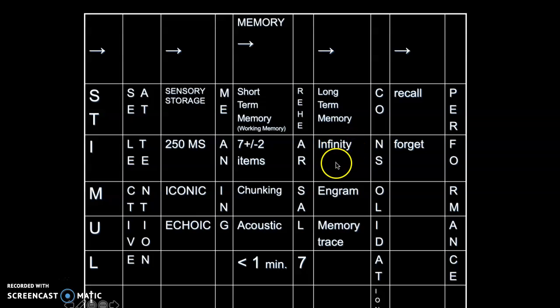which is infinite in capacity, and long-term memories are called engrams or memory traces. We need to allow 15 minutes worth of consolidation time once we've put something into our long-term memory so that it is permanently affixed in our brain. That'll determine whether we recall or forget, and that determines our performance.